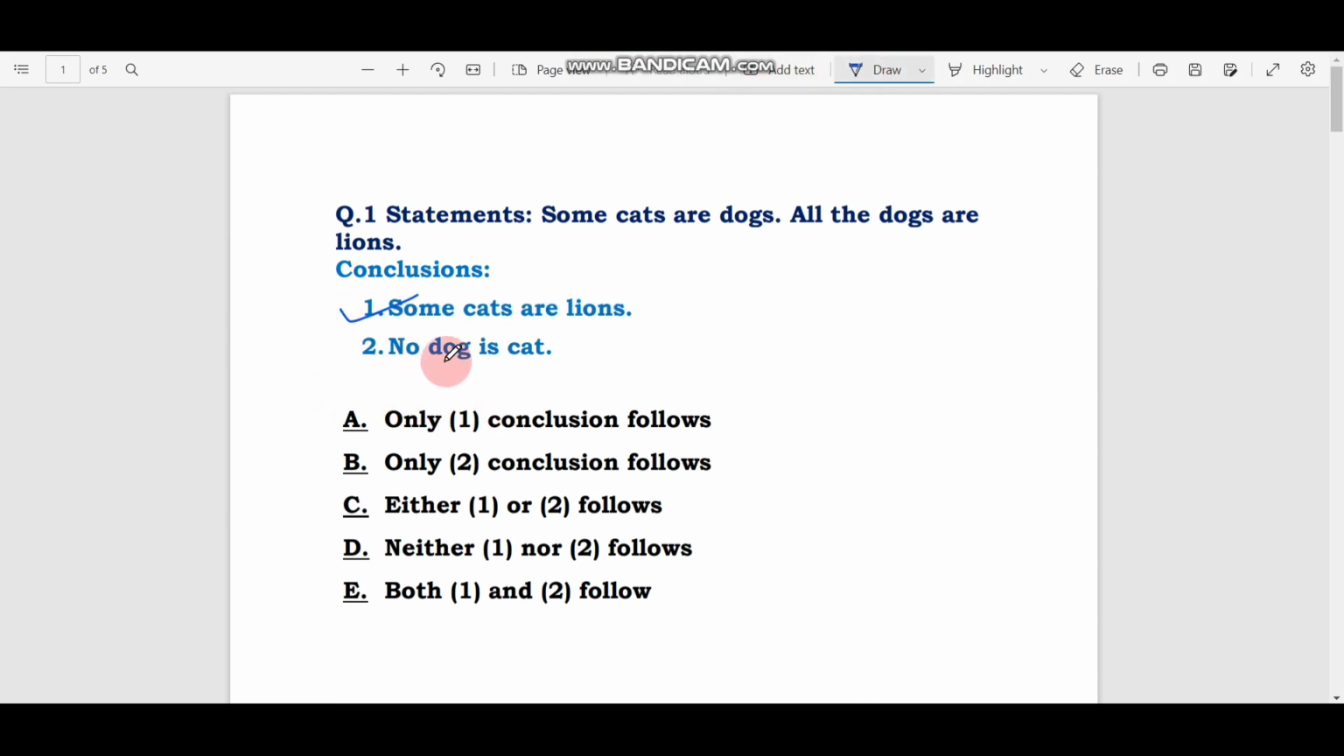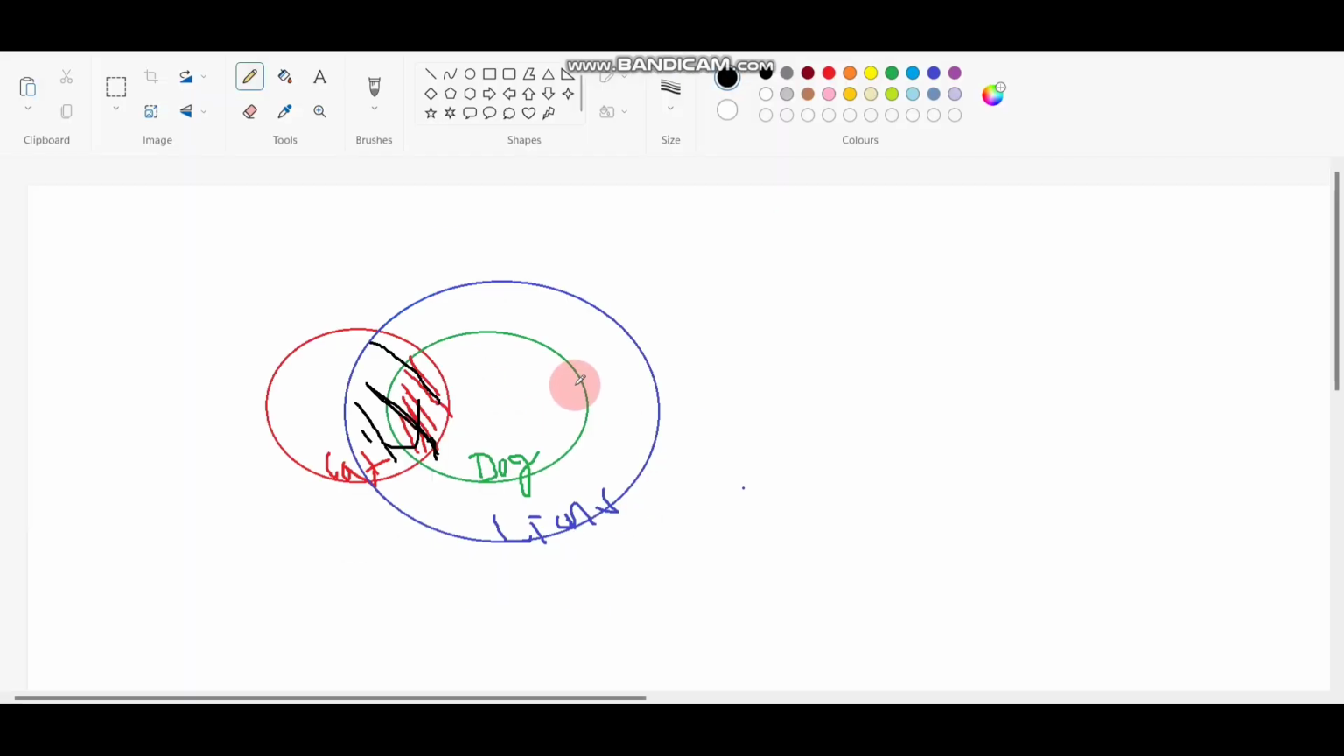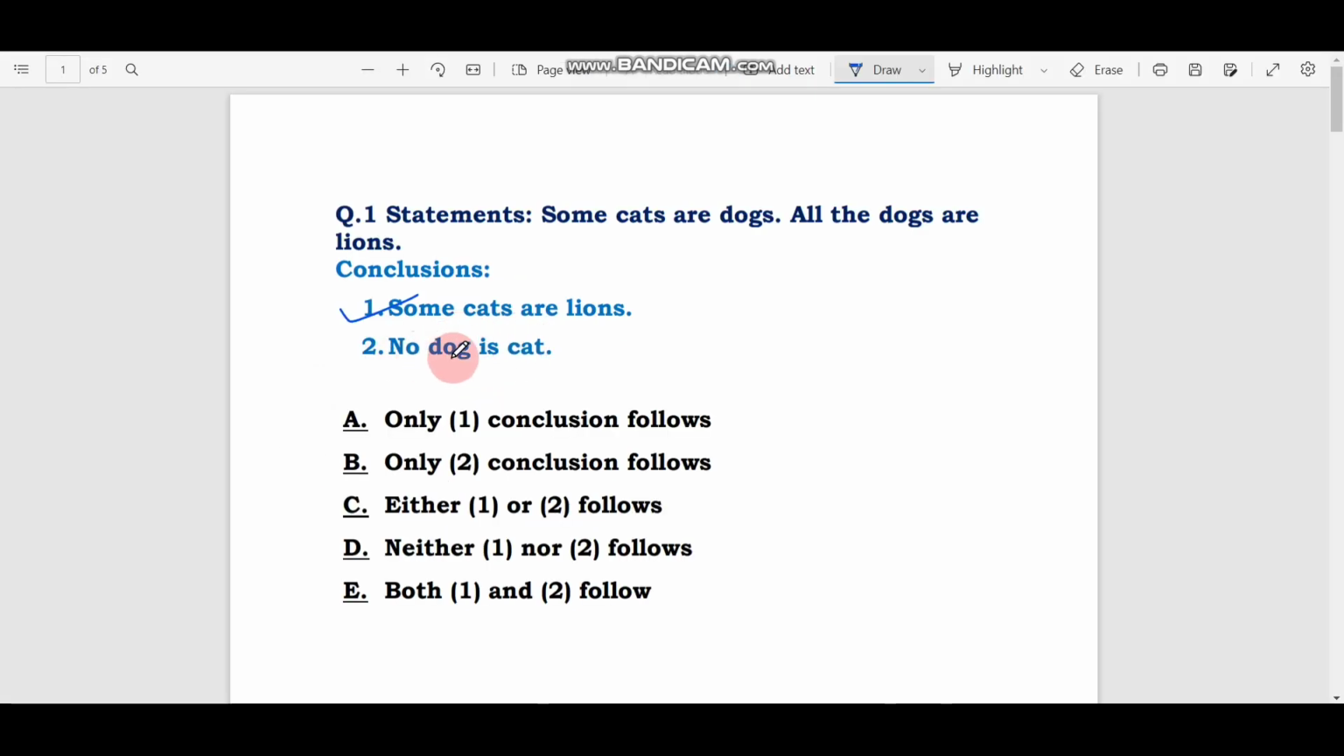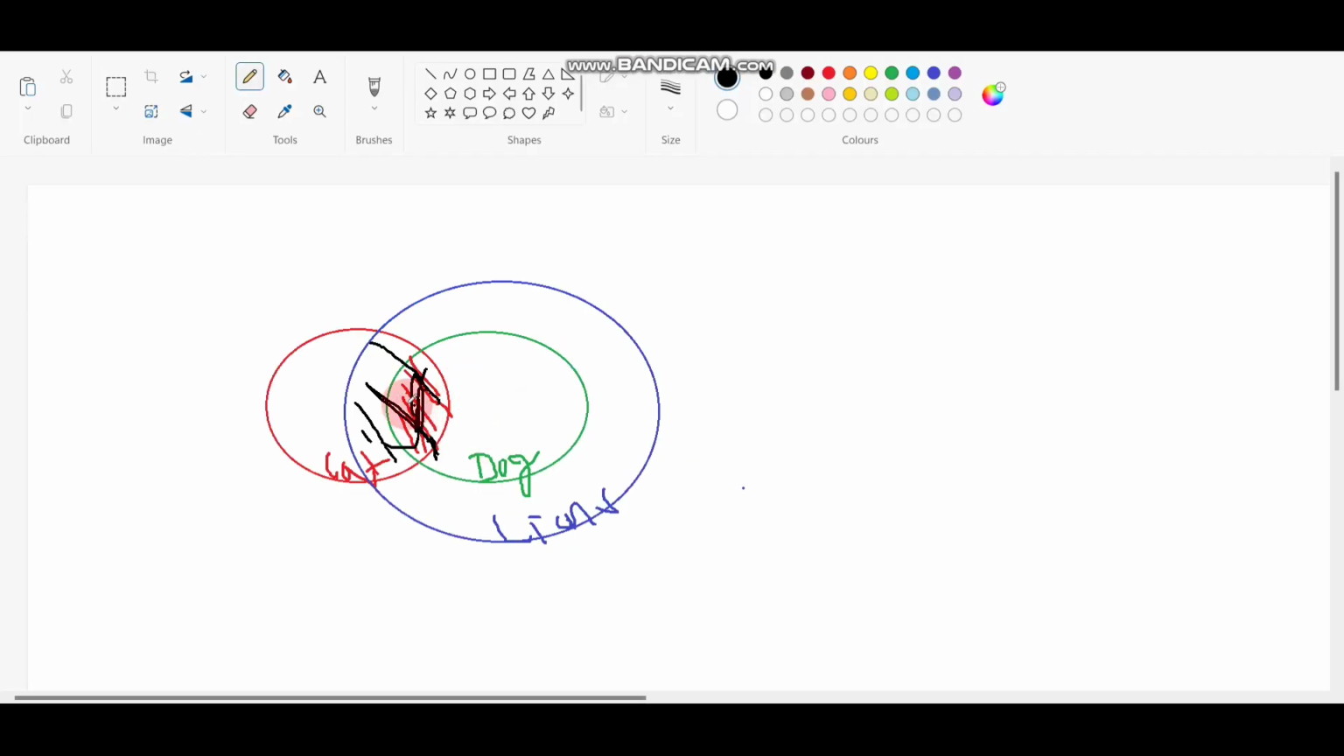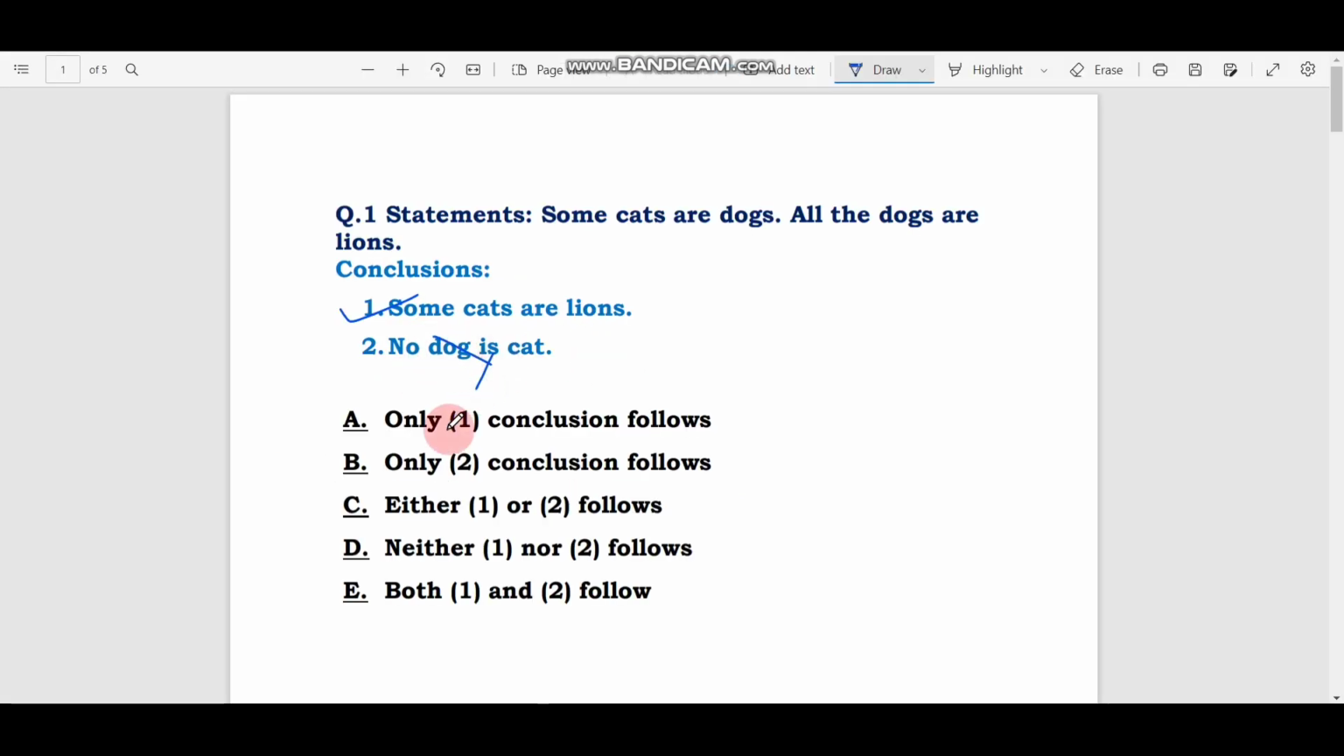Now let's discuss the second one. No dog is cat. Is it possible? No, it is wrong, because this is the portion which is dog also, cat also. But the second conclusion is saying no dog is cat. It is false, because this portion is both cat and dog. So some cats are dogs. So this is false. What is the correct answer? Only the first conclusion follows. Right. Now let's move to the second question.